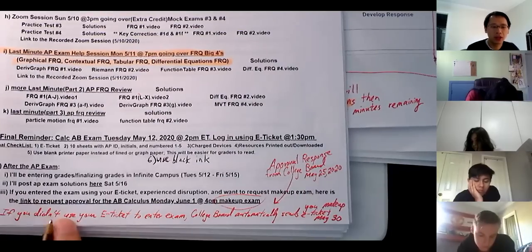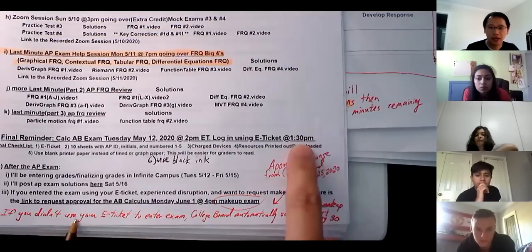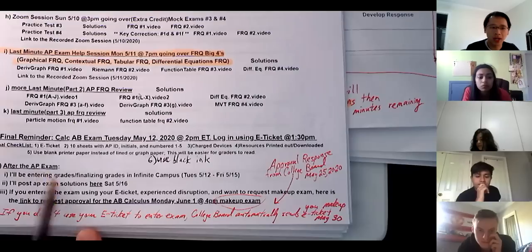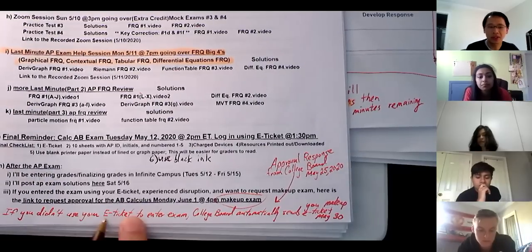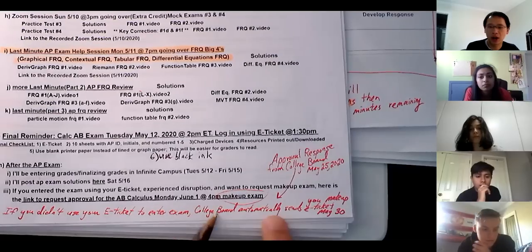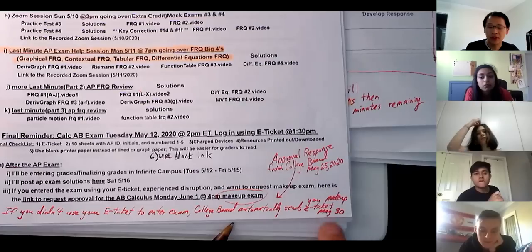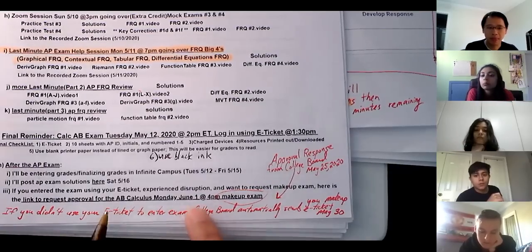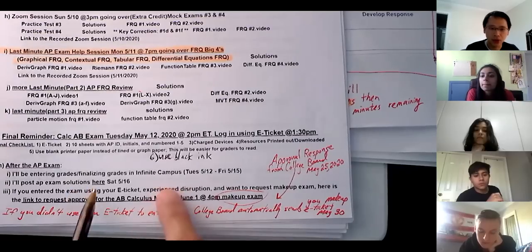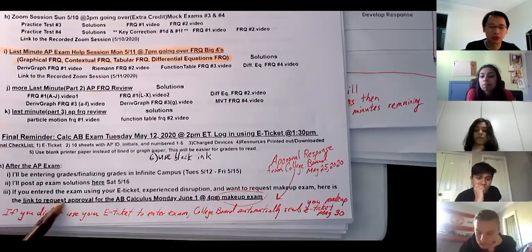Now, let's say you don't feel well tomorrow at 1 o'clock and you decide, even before you log in, that you're not going to take the exam and you want to just take the makeup exam. Then there's nothing for you to do. College Board is going to automatically send you that makeup e-ticket May 30th, 2 days before your exam, so you don't have to do anything. But if you did log in, then you do have to make sure you click on this link for approval.